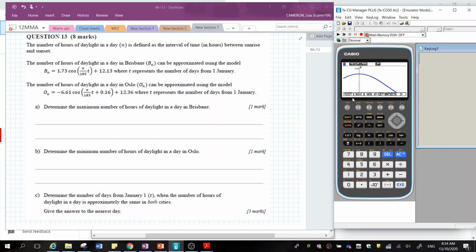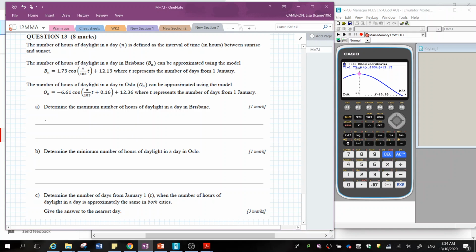Shift, G-solve, max. Okay, so there we go. So now our maximum occurs when Y is 0.86.